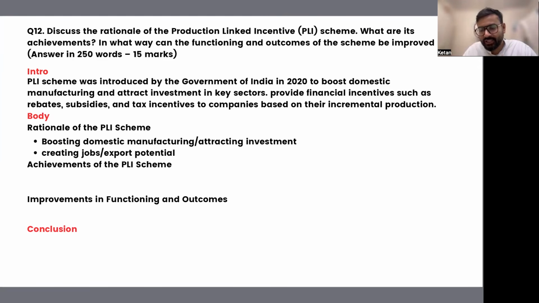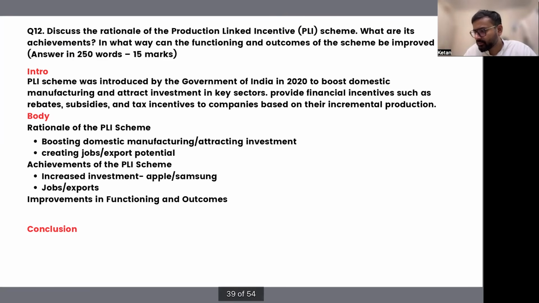Then what are the achievements of the PLI scheme? Of course, the PLI scheme has various achievements. We have already been talking about so much of mobile phones being produced in India. Now, Apple has invested in India. Samsung has invested in India. Many big multinational companies have now started investing. So the various achievements you can talk about, and if you also have the data, well and good.